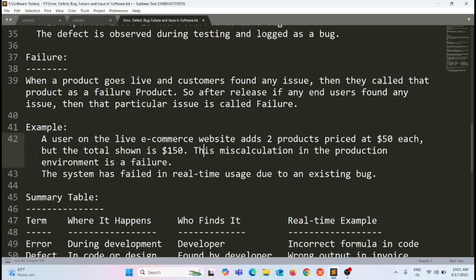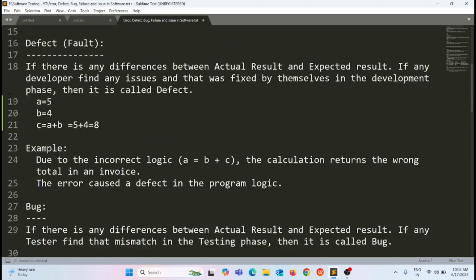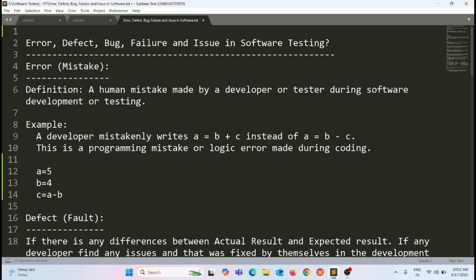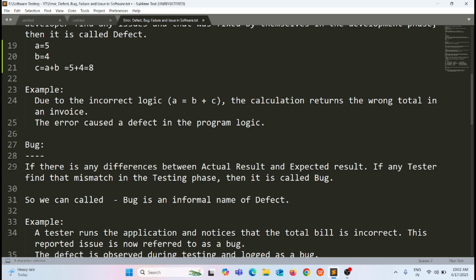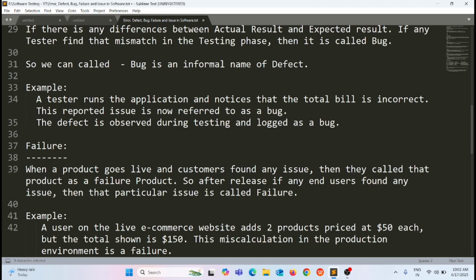This miscalculation in the production environment is a failure. The system has failed in real-time usage due to an existing bug. The bug already existed, we missed it, and we gave the green signal to move it to production. So that is the problem. Now you are clear about what a failure is. Now we have a clear picture of what an error is, what a defect is, what a bug is, and what a failure is.